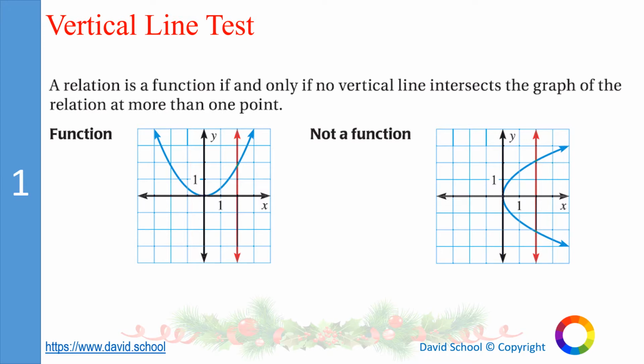If a vertical line intersects the graph in two or more points, then the graph does not represent a function. In the second example, the vertical line in red intersects the graph in blue in two points. Therefore, this is not a function.